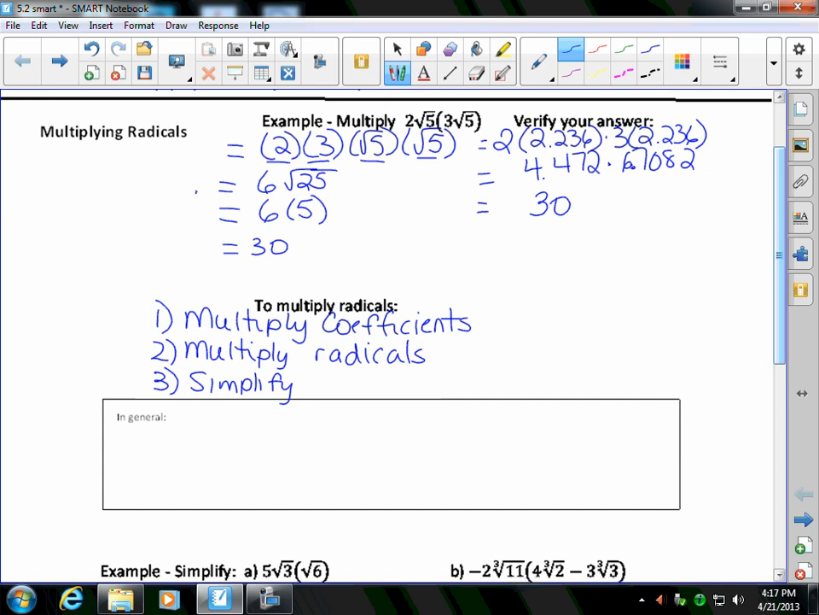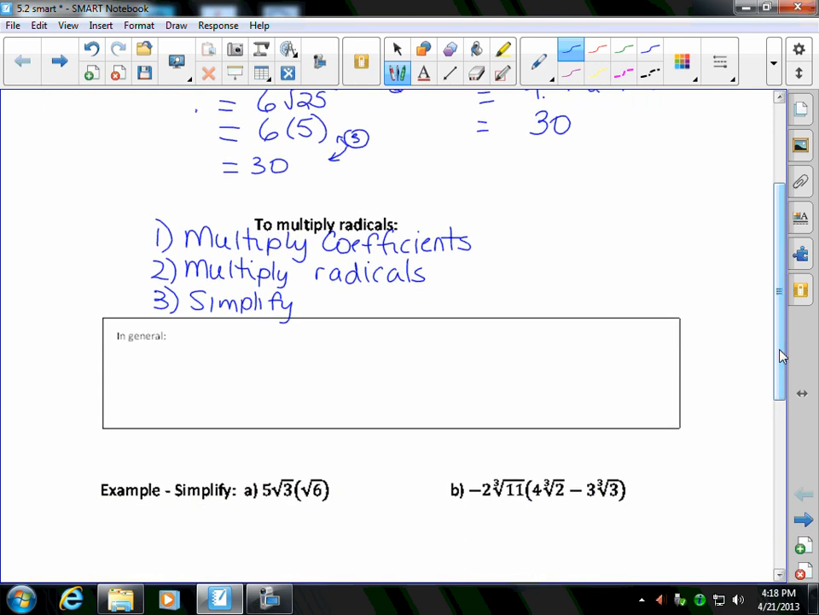Okay, so that's what I did. First step here, I multiplied my coefficients. I did my second step at the same time here. I multiplied my radicals, and then once I got to that answer of 6 square root 25, I simplified to get 30.